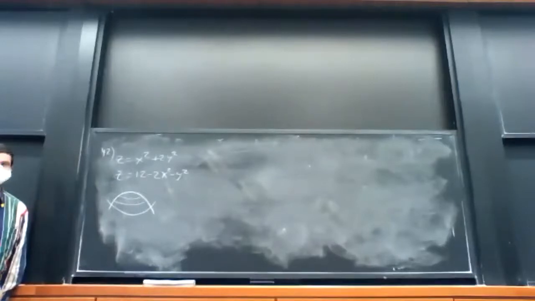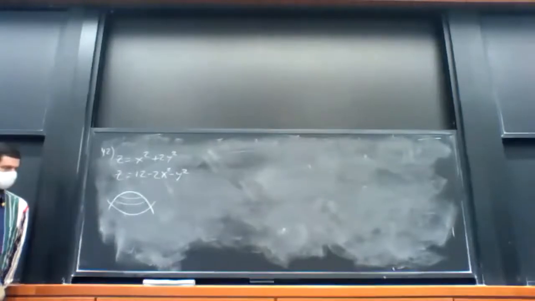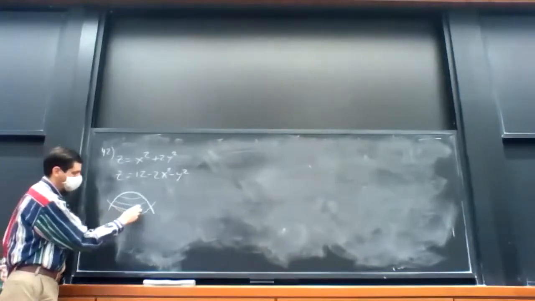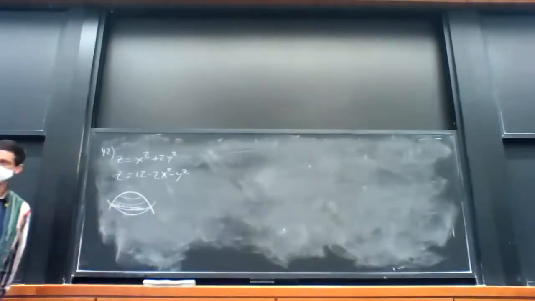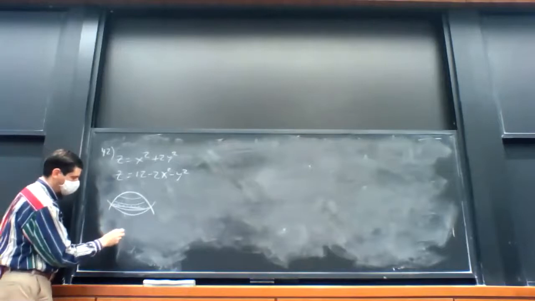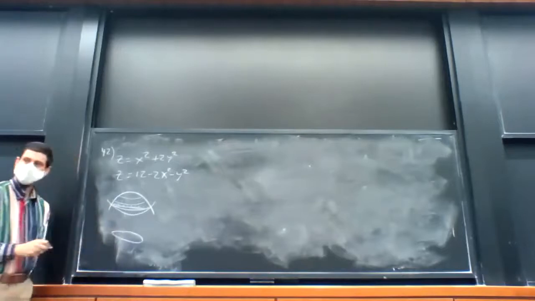But what's nice is because they're paraboloids, hopefully things aren't going to be too bad. So let's try to figure out what the intersection is going to be. The intersection is going to be this nice region over here. And so we'll have some region over here.